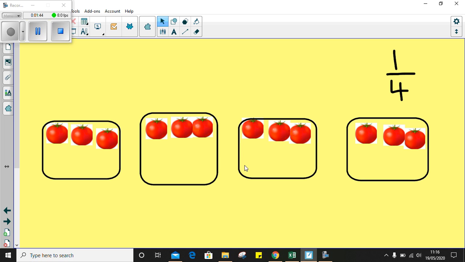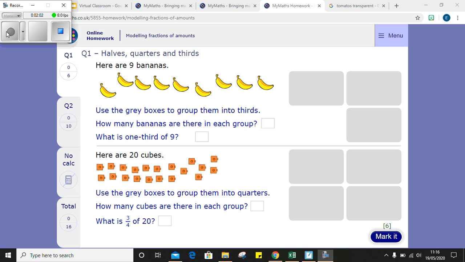Looking at 3/4, I'd take 3 groups and have a look and go 1, 2, 3, 4, 5, 6, 7, 8, 9. And I can see that there I have 9 tomatoes. So 3/4 of 12 must be 9.